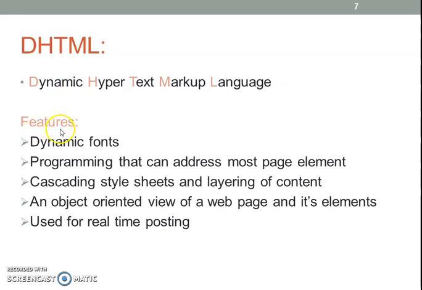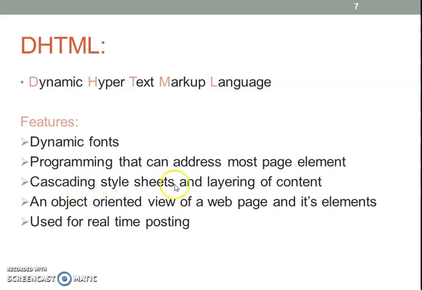Next, move to the features of DHTML. First is dynamic fonts, meaning a way of representing the text in different fonts, styles, or colors. It goes on changing depending on the time and the geographical location. It is not fixed. Programming that can address most page elements, meaning each and every element in the page is addressed by specific messages.